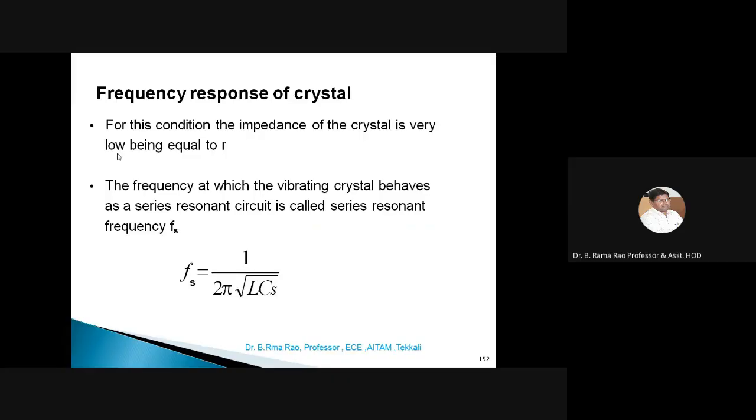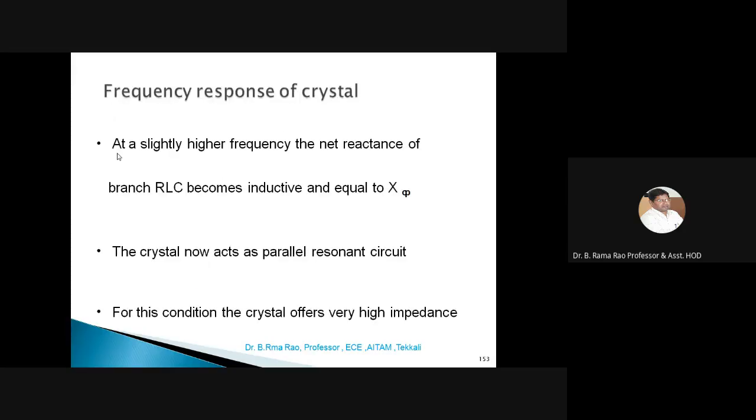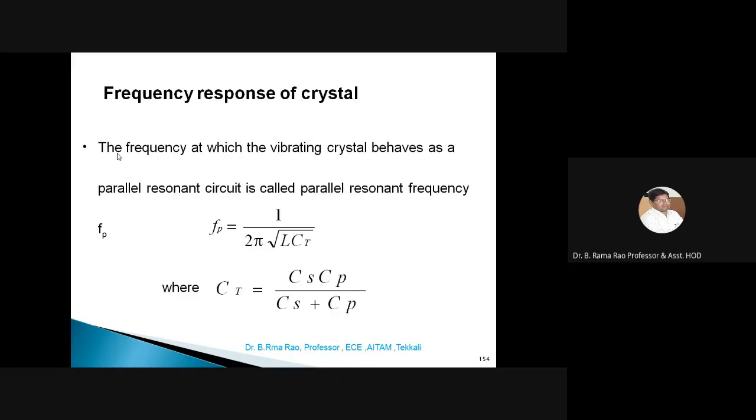L into CS, sorry. The frequency response of the crystal is the impedance of the crystal. The frequency at which the crystal vibrates is the series resonant frequency. Series resonant Fs is equal to 1 by 2π square root of L into CS. This is the frequency response of the crystal. Of course, we have discussed all these things.